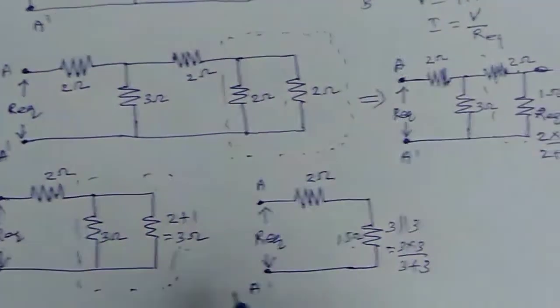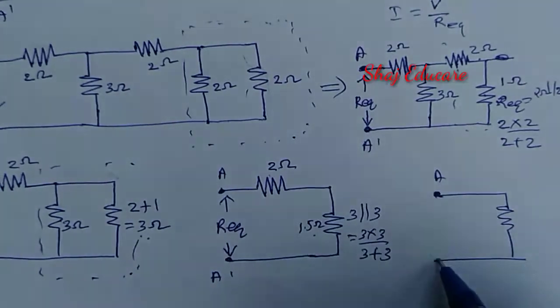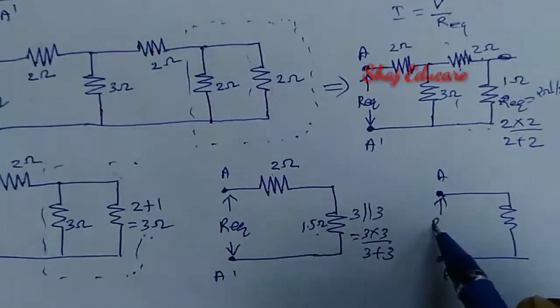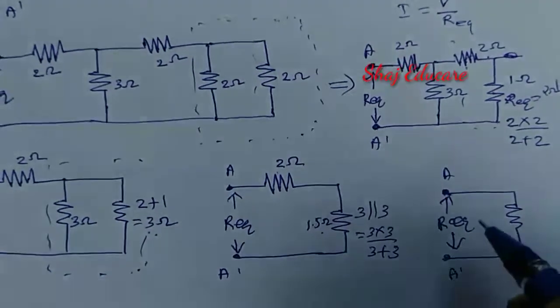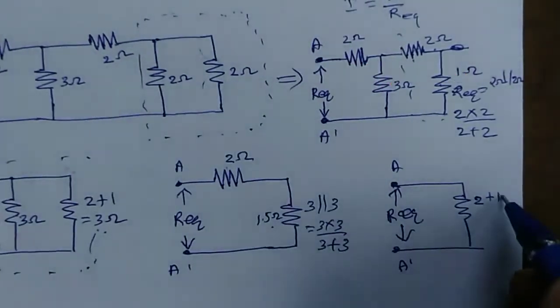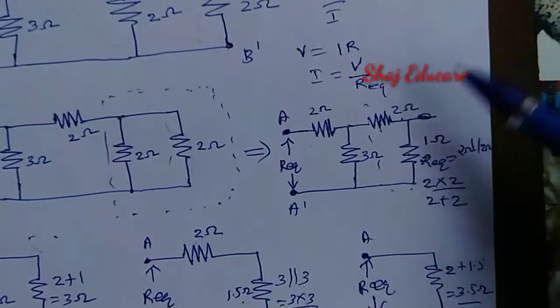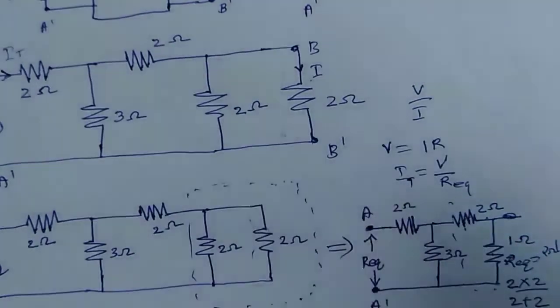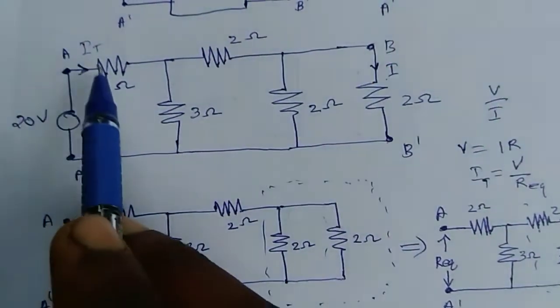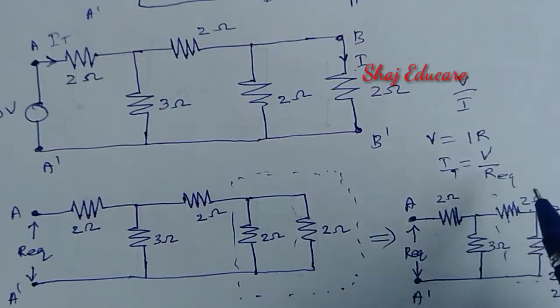They are in series. This is A and this is A dash, this is R equivalent. R equivalent will be 2 ohm in series with 1.5 ohm, which gives 3.5 ohm. Now let us find the total current IT. IT, the total current, will be equal to the potential difference divided by R equivalent.